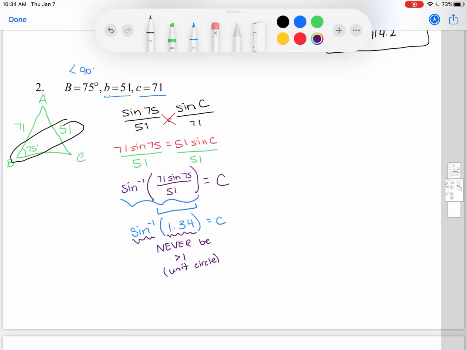So even if I didn't necessarily do this in the calculator and I saw right away that 1.34 was asking me where is sine 1.34 in the unit circle, I can remember that sine is never greater than 1 on the unit circle, therefore this will not happen, therefore there is no triangle. So if you ever get anything on your calculator that says error, more than likely when you are checking for these ambiguous cases, there would be a no triangle solution.